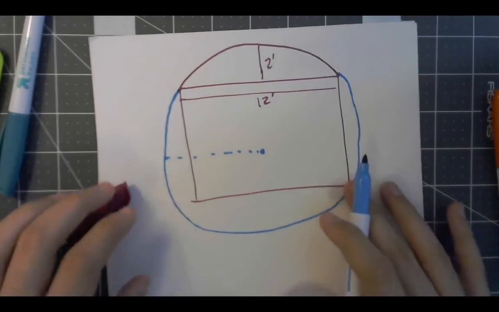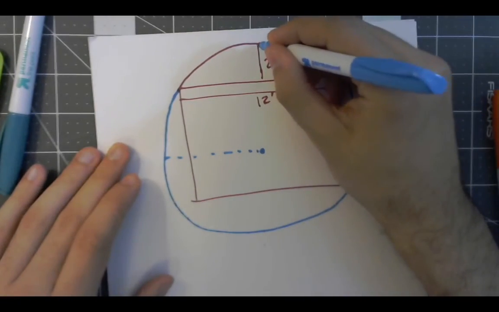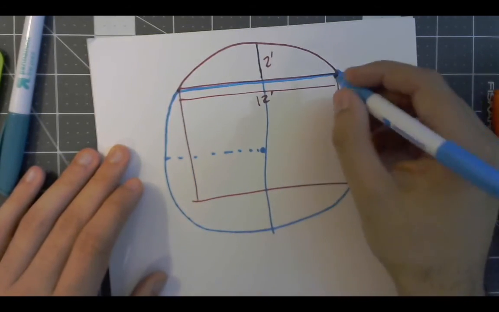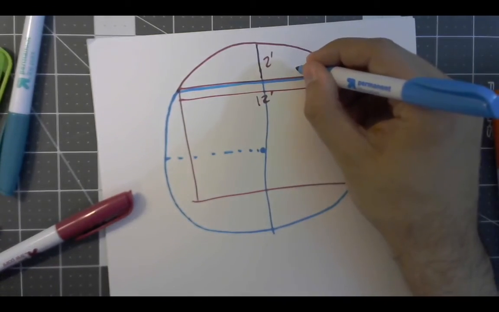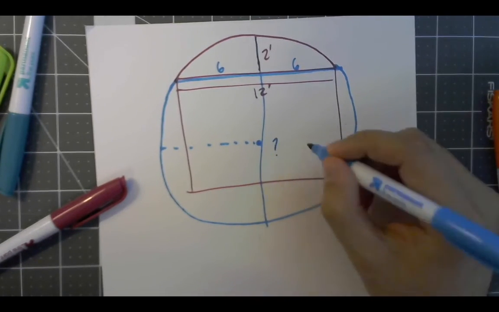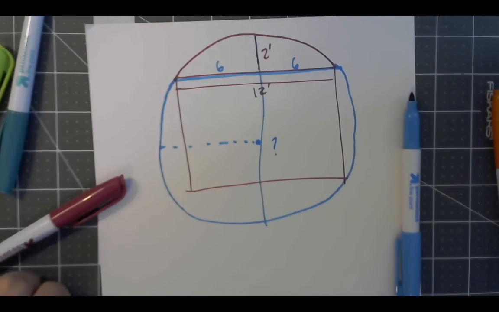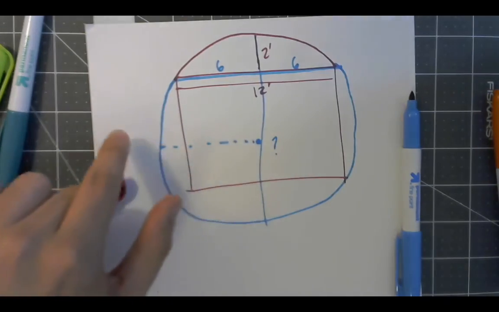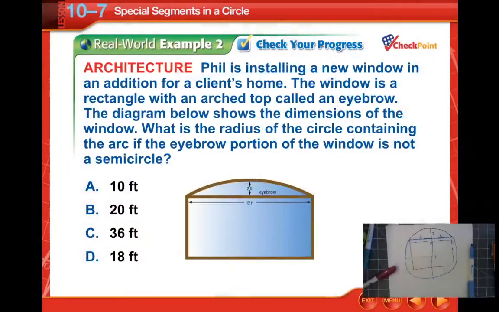So we're going to treat this just like our little experiment we did with the organisms, where this is 12, and so I know this is 6, and this is 6. It's cutting it in half, but I don't know this guy. Why do I need that? Well, if I can figure out what the diameter is, with 2 plus whatever, I'll cut that in half to find this. Once again, if you can see the original drawing, that's not a semicircle. It's what it says in the last line. What is the radius of the circle containing the arc if the eyebrow portion is not a semicircle?